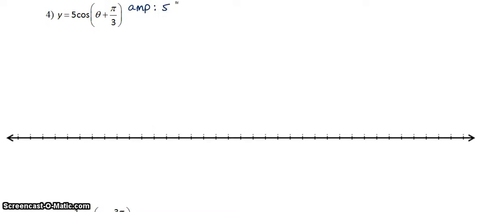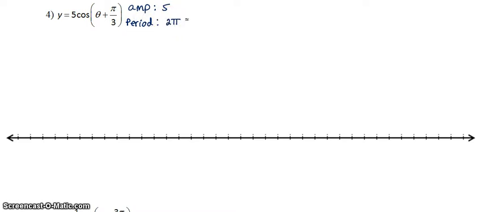Okay, next I want to look for my period. So the period is always determined by 2 pi over b, and b is always the coefficient that's in front of theta. So notice since there's no coefficient in front, we can assume that it's a 1, which means that the period is 2 pi.